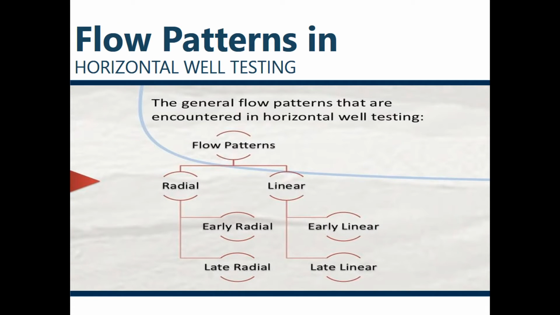So lastly, I would like to talk about the flow patterns in horizontal well testing. As you can see in the diagram, flow patterns are divided into two main categories. They are radial and also linear. Radial can be subdivided into early radial and late radial, while for linear, we also have two subdivisions, which are early linear and late linear. That's all for my part. Next, I would like to pass the floor to Chang Jia Liang to present about the flow regime and graph analysis. Thank you.